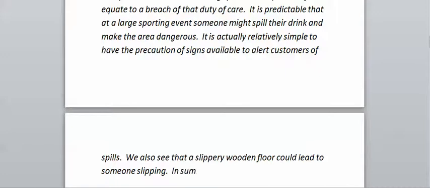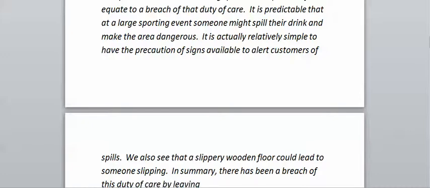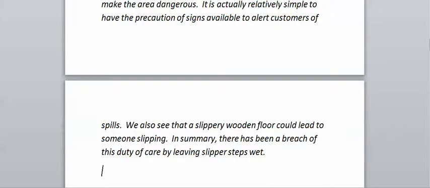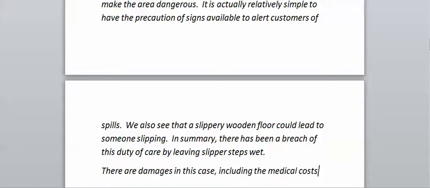So, Suncorp breached its duty of care by leaving slippery steps wet. Okay, now, the third question is damages. Right, damages is actually the easiest thing. Are there damages here? Okay, yeah. There are, including the medical costs and time in hospital.